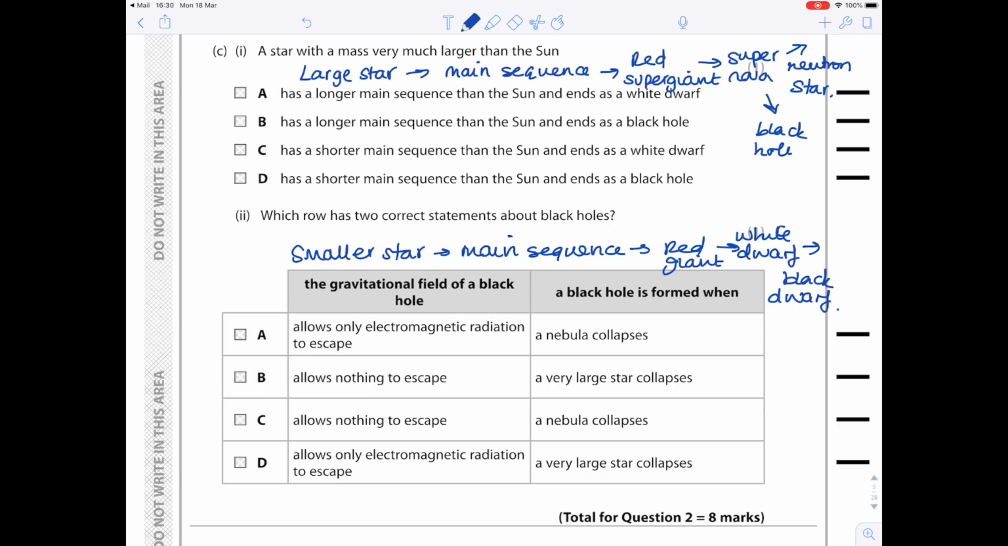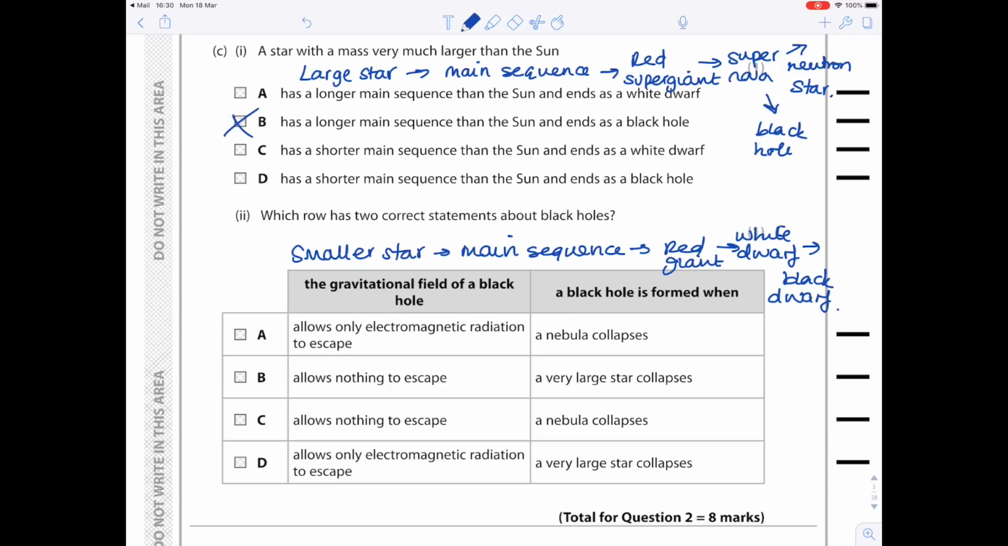A: a star with a mass very much larger than the Sun has a longer main sequence than the Sun and ends as a white dwarf. No, there's no mention of a white dwarf in my largest star notes. B has a longer main sequence than the Sun and ends up as a black hole. Yes, that's definitely a potential. C has a shorter main sequence. No, I already know that's wrong. D has a shorter main sequence. No, that's wrong again, which is why the answer here has to be B.